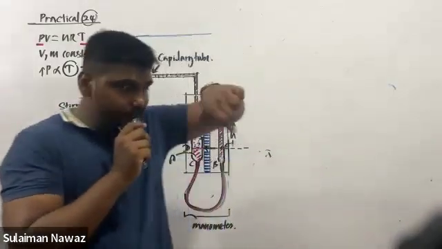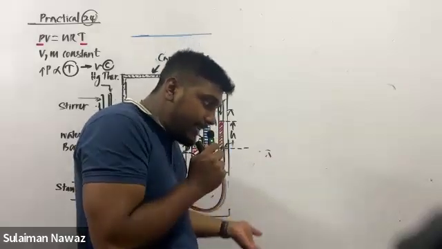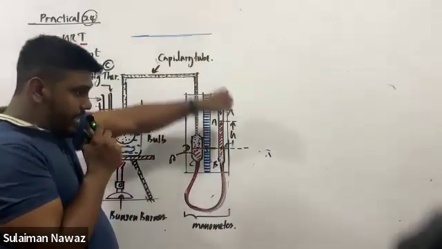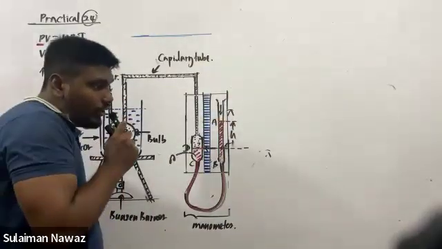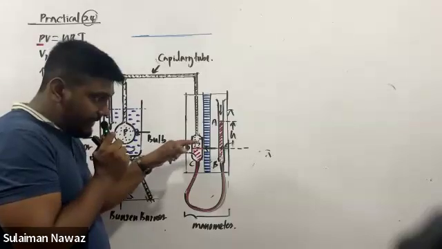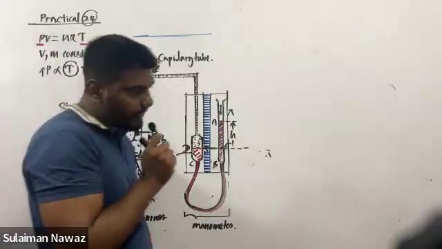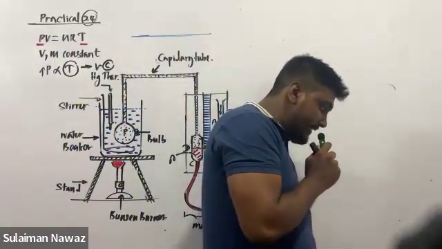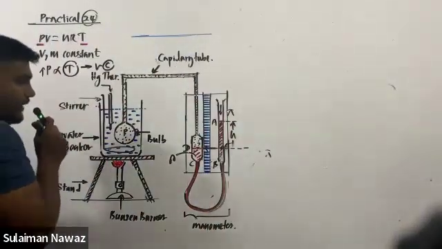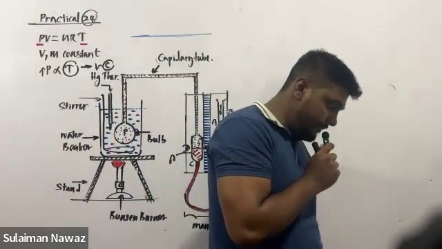stir well, and again arrange the tube AB so that the mercury meniscus in CD touches the index tip.